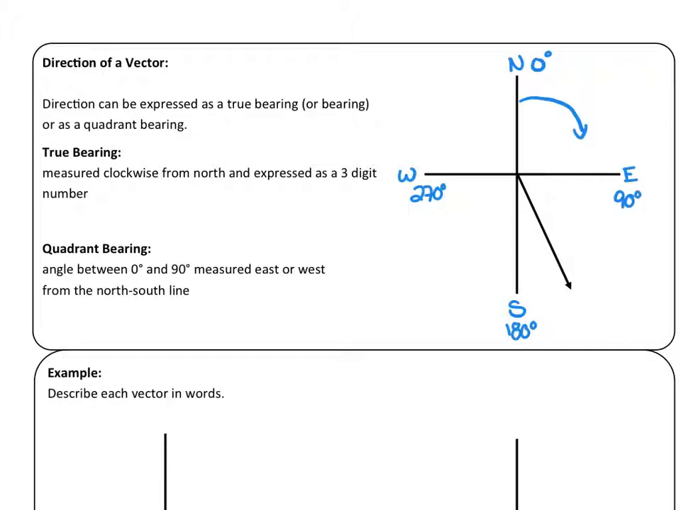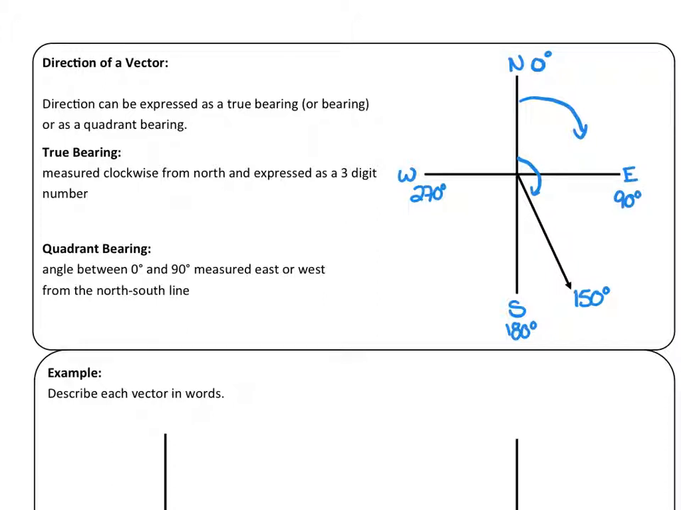So when they give the bearing, they're just going to give you a 3-digit number. For example, this one is approximately, let's say it's 150. So they would do a true bearing of 150 degrees because it is 150 degrees starting at 0, going around to 150. So that's the true bearing.